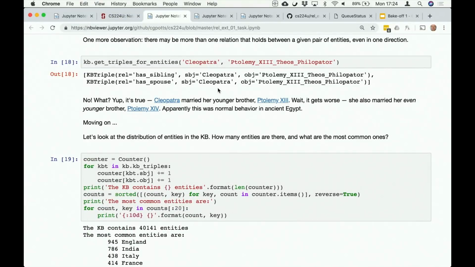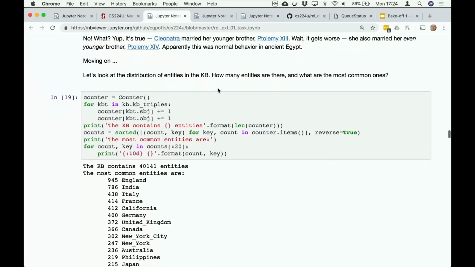And then this point addresses a question that came up earlier. There can be more than one relation that holds between a given pair of entities. So Cleopatra and Tamale have both the has sibling relation and the has spouse relation, which seems unusual, but I guess things were different back then.